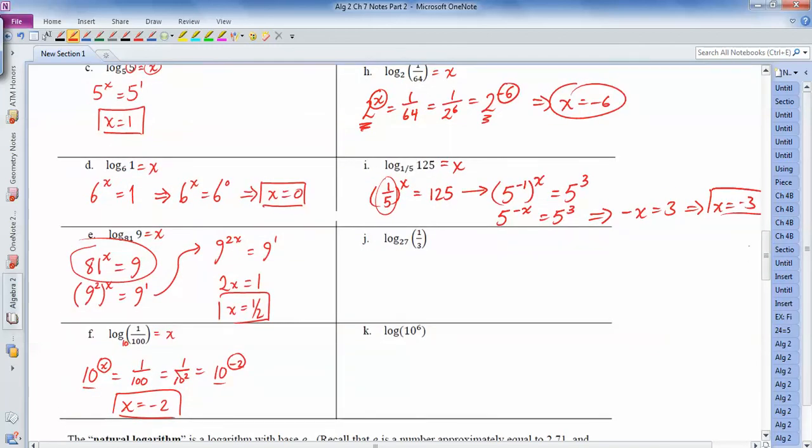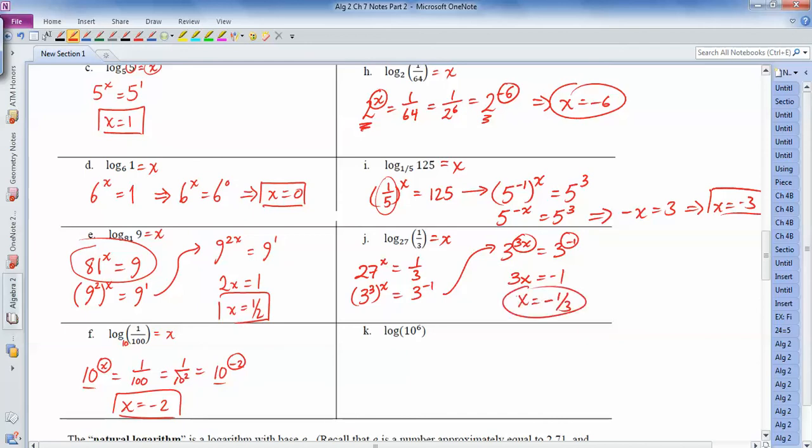And then j, let's see, if I call that x, we've got 27^x = 1/3. This feels kind of like the previous problem. The 27 is really 3 cubed, and that's all to the x. And 1/3 is really 3 to the negative 1. So the left side turns into 3^(3x) = 3^(-1). The exponents have to be the same now that the bases are both 3. So x is going to be negative 1/3. So that's what the log is.